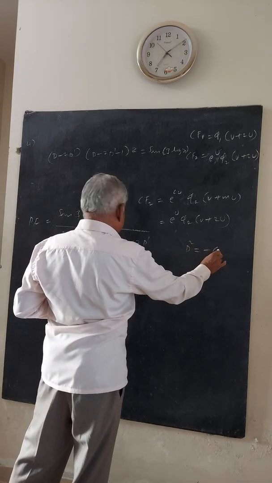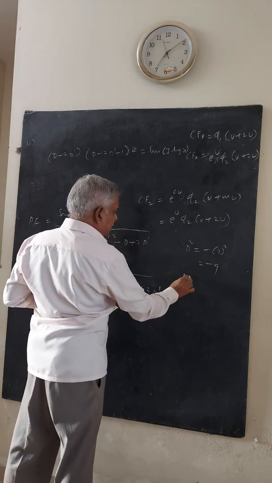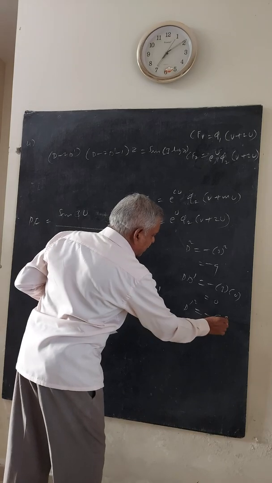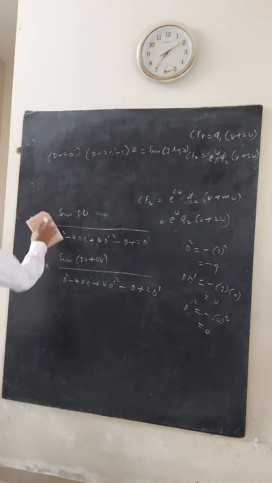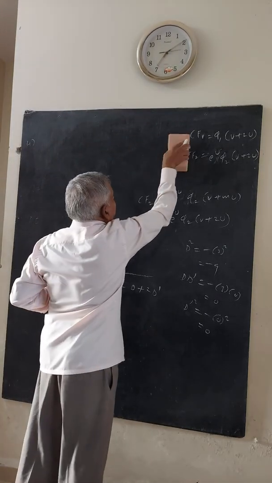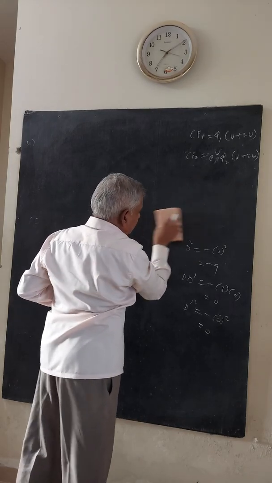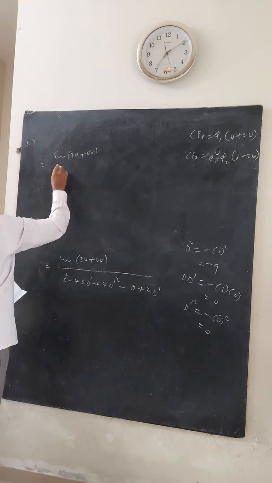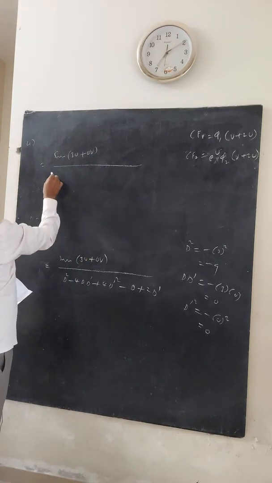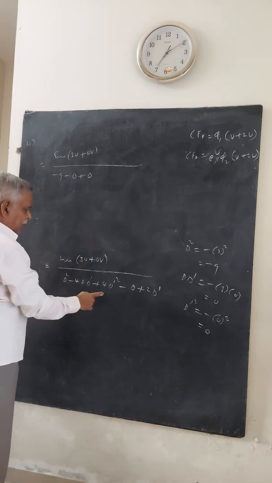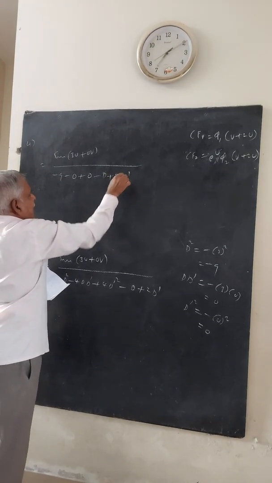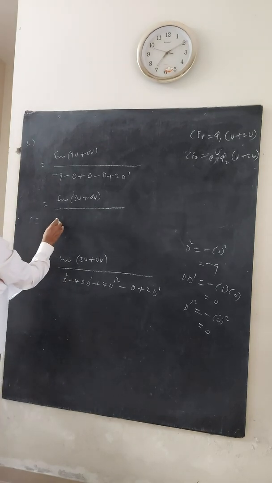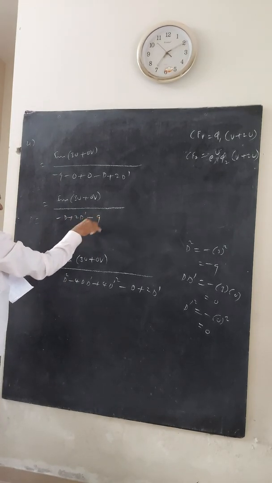What is D square? Minus 3 square, minus 9. D dash is minus 3 into 0, which is 0. D dash square is 0 square, which is 0. We are putting this in: sine 3u plus 0v divided by minus 9 minus 0 plus 0 minus D plus 2D dash, sine 3u plus 0v divided by minus D plus 2D dash minus 9.